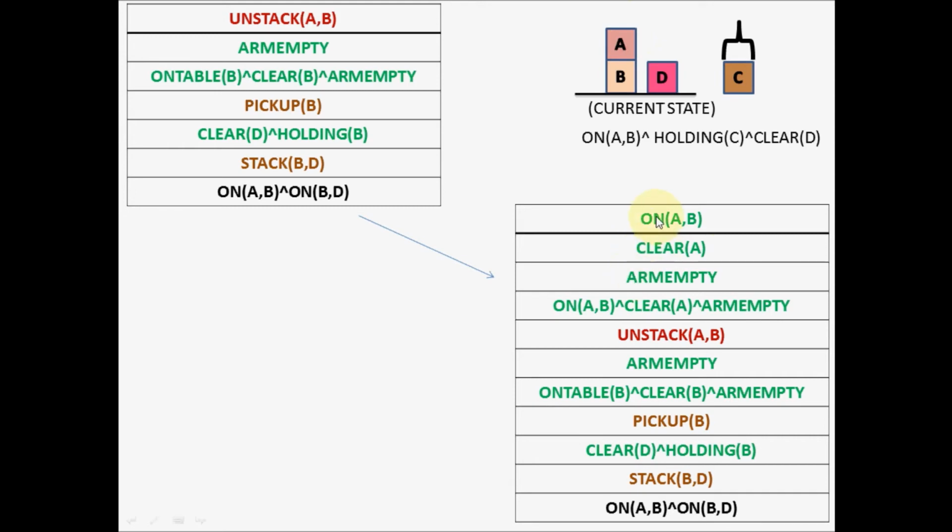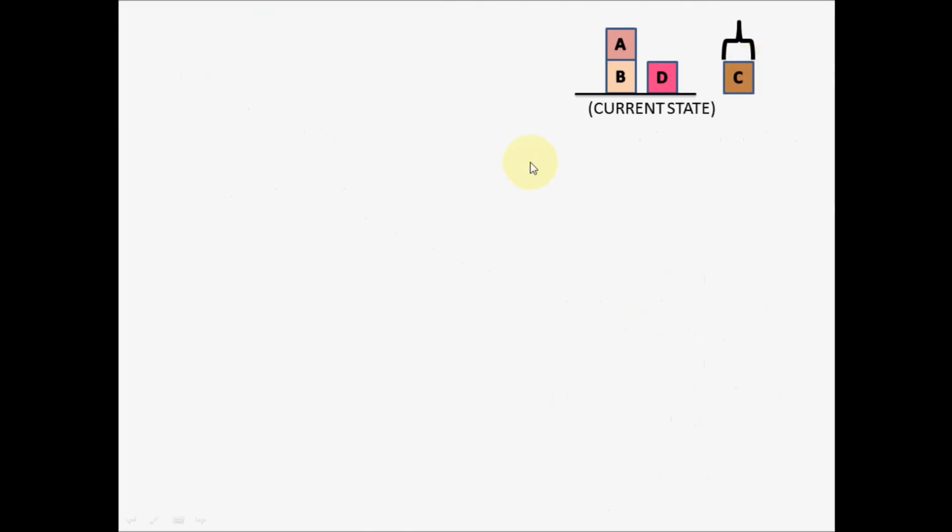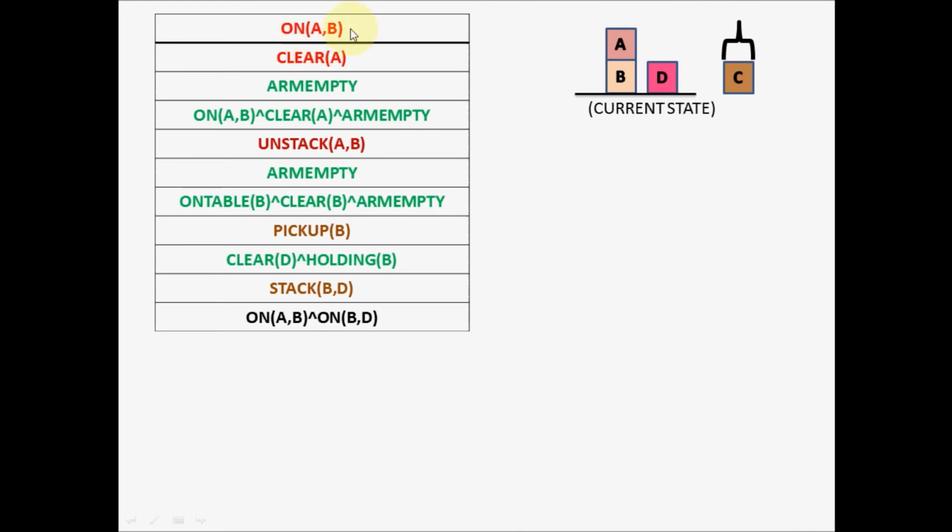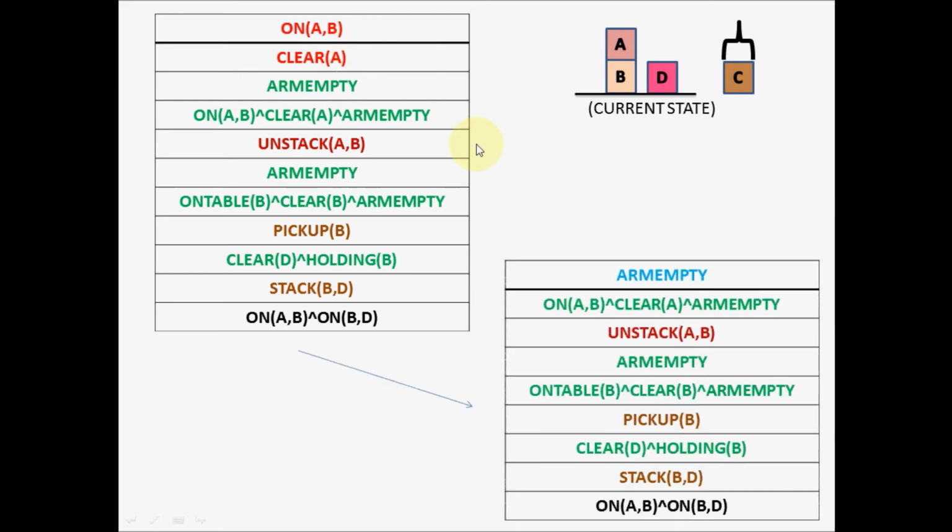Third, since on A comma B and clear A are satisfied, they will be popped out of the stack. But when you come to the third one, is arm empty satisfied? No, because the arm is holding C, right? Which means on A comma B and clear A, only these two predicates are true with respect to the current world, and this is not true. So these two will be removed, popped from the stack, to reveal arm empty, which will be the next topmost element of the stack.